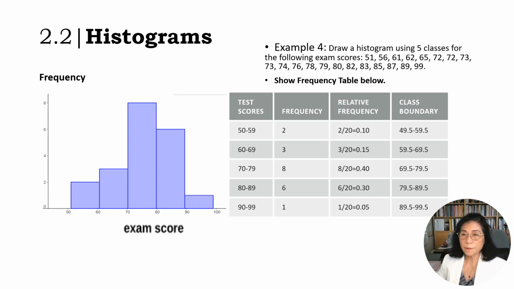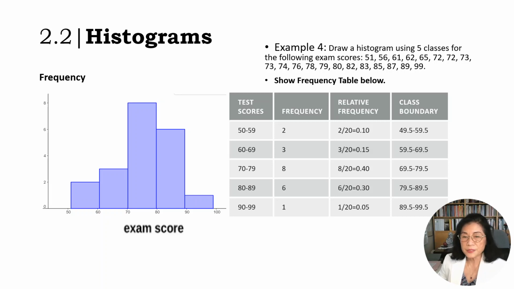For frequency, just go back to our data set here and count. The data between 50 to 59, we have two scores, 51, 56. That's why it's 2, right? So you can continue to practice this and write out 3, 8, 6, 1, okay?